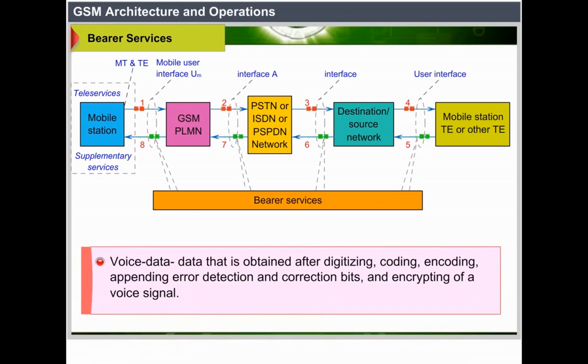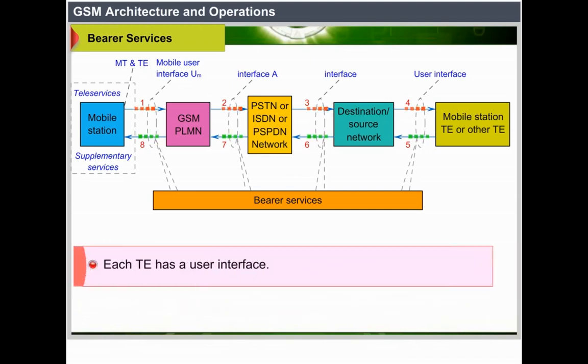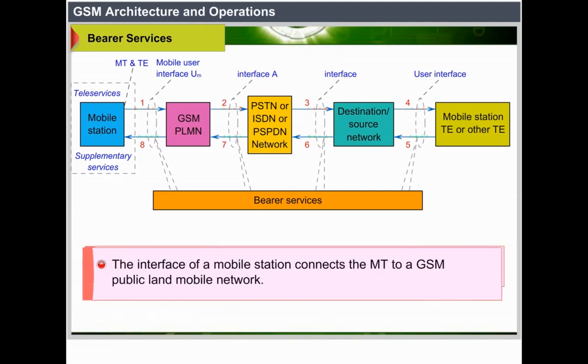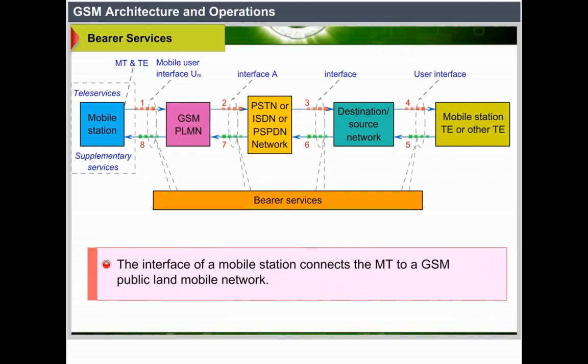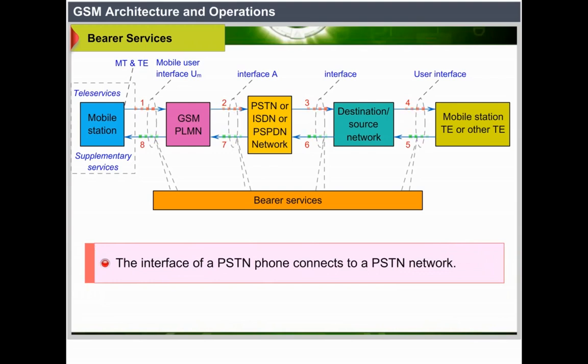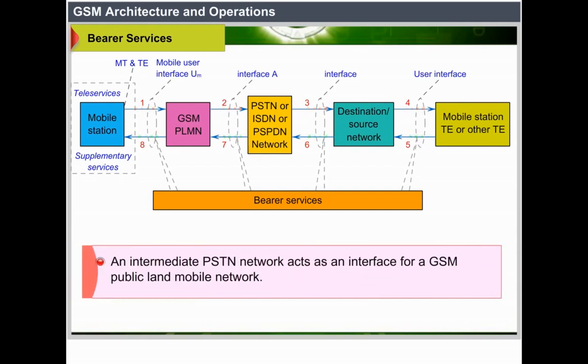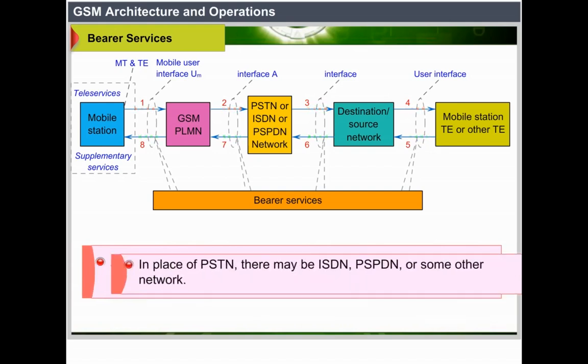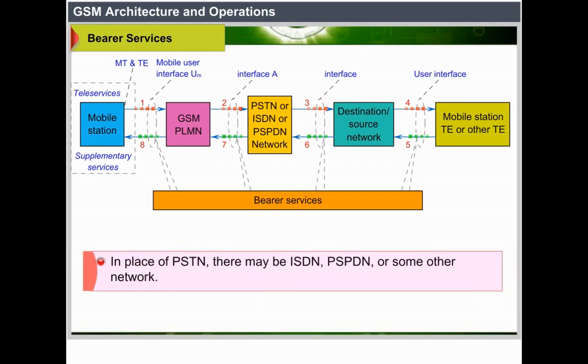Voice data: data that is obtained after digitizing, coding, encoding, appending error detection and correction bits, and encrypting of a voice signal. Each TE has a user interface. The interface of a mobile station connects the MT to a GSM public land mobile network. The interface of a PSTN phone connects to a PSTN network. An intermediate PSTN network acts as an interface for a GSM public land mobile network. In place of PSTN, there may be ISDN, PSPDN, or some other network.